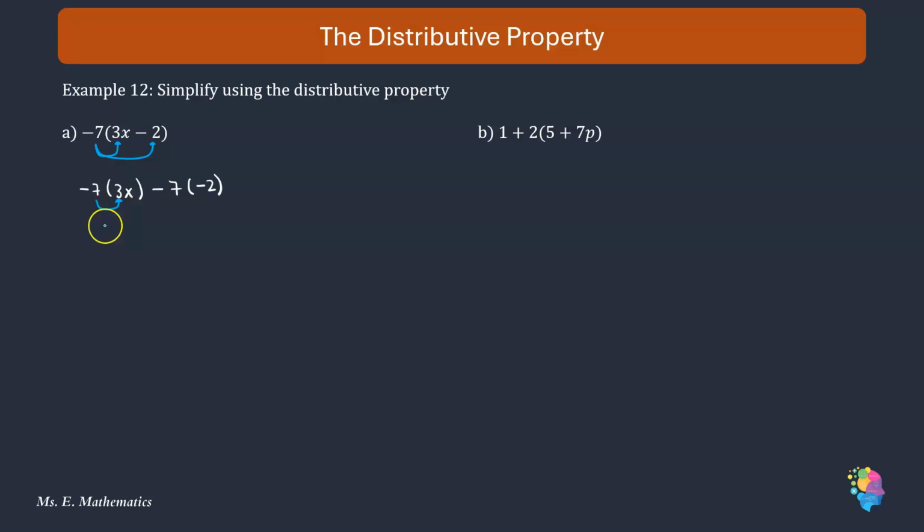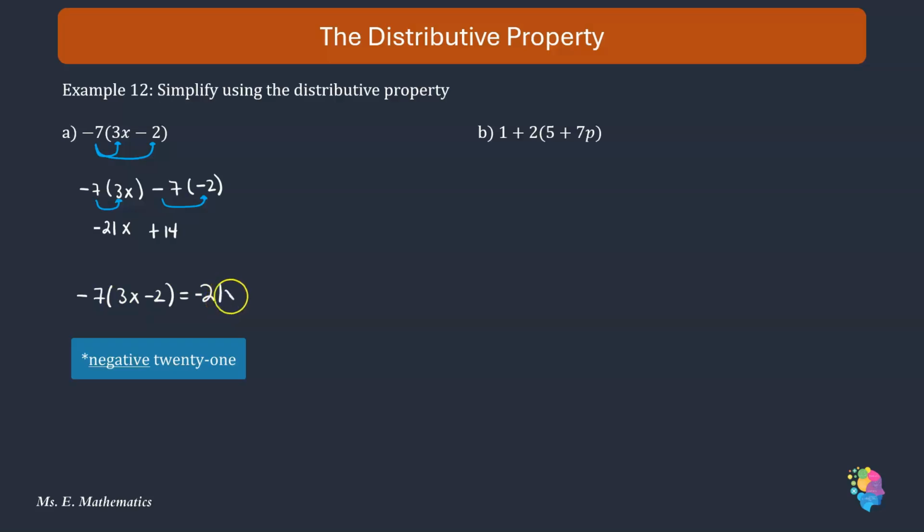These numbers get multiplied, so negative 7 times 3 will be 21, and we bring the variable, and then negative 7 times negative 2, be careful, the negative will turn into a positive. So our result will be that negative 7 times 3x minus 2 is going to equal 21x plus 14.